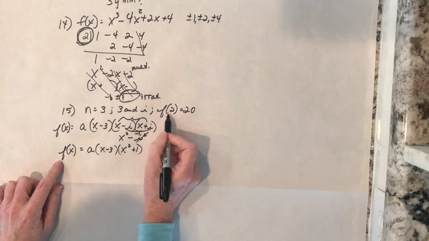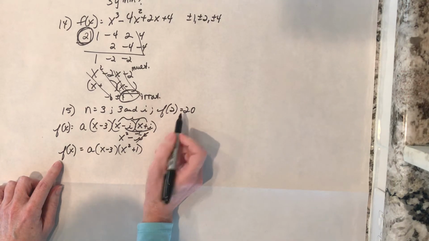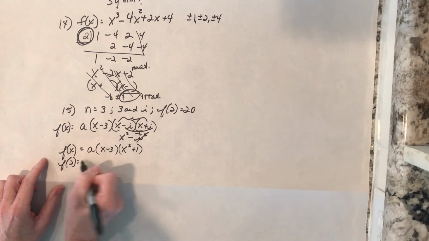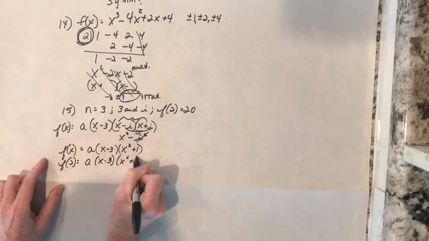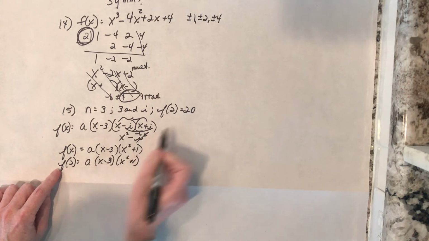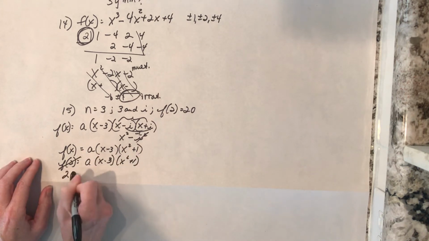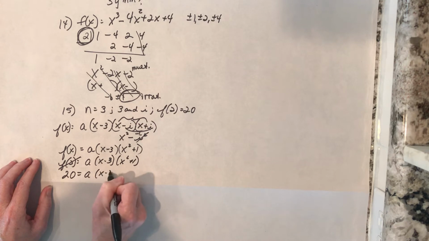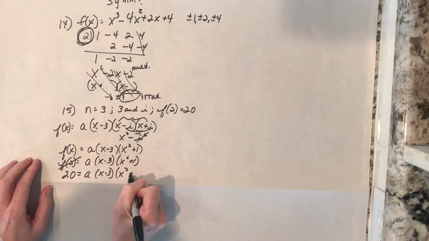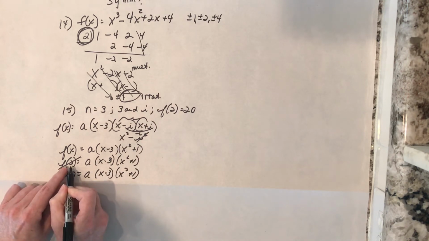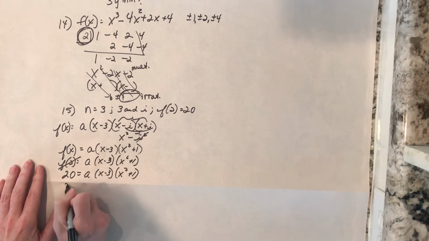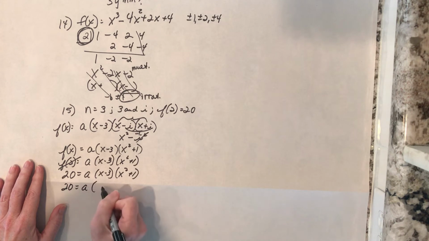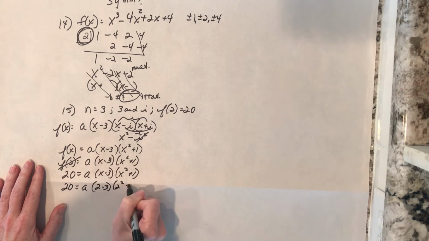Well, f of 2 is 20. So let's substitute f of 2 equals this mess, and we know that f of 2 is 20. So what that means is if we plug in a 2 for these x's, we'll get a 20 over here. So 20 equals a, let's plug in a 2.